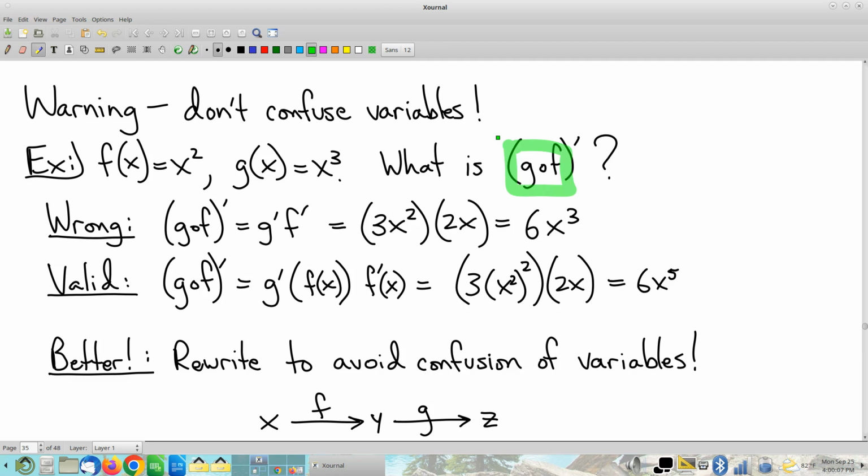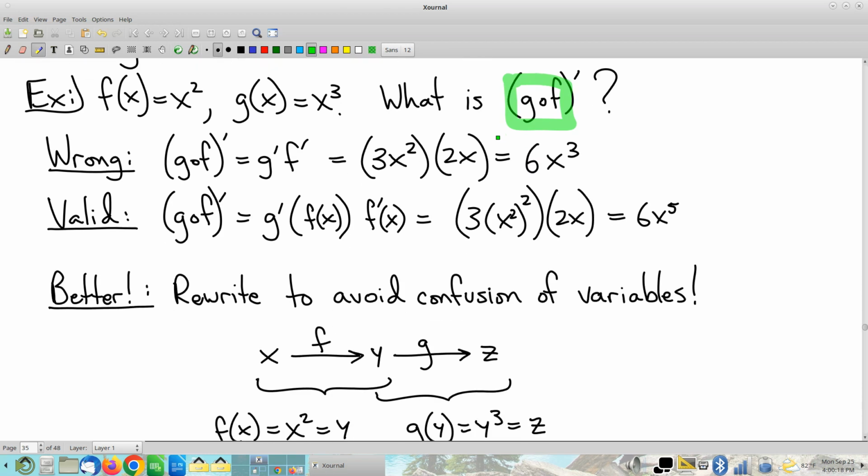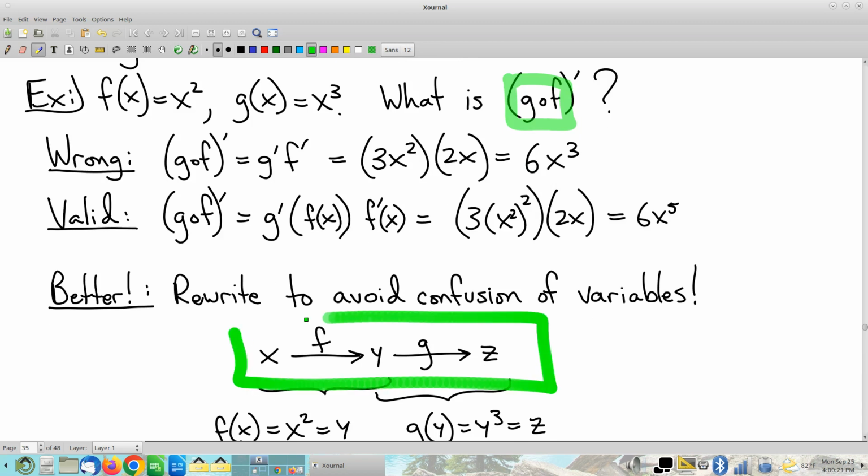Because this composition means that what comes out of F has to be the thing that goes in to G. And if I start to kind of write that down and think about it, right? What comes out of F? Oh, whoops. What comes out of F?